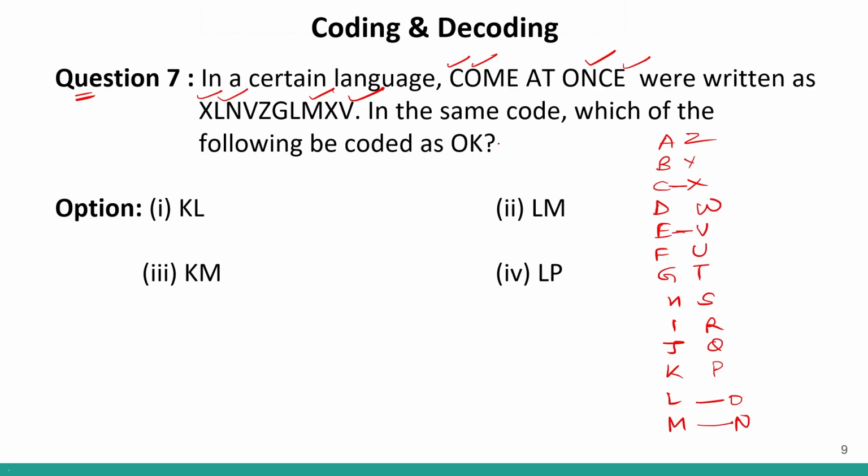So if we have to find the code for OK, we have to look at the opposite letters. What is the opposite letter for O? It is L. And what is the opposite letter for K? It is P. So the code will be LP, which is given in option number 4. So option number 4 will be the correct answer to this question.